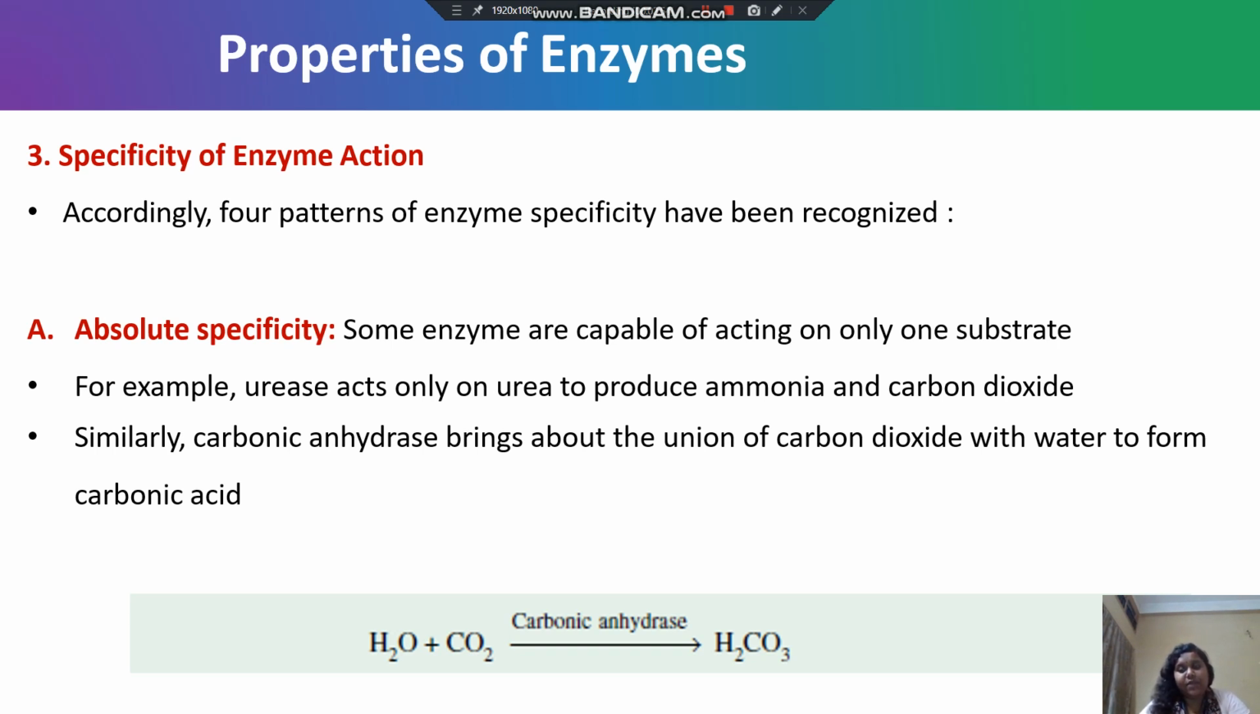They are absolute specificity. In case of absolute specificity, some enzymes are capable of acting on only one substrate. For example, urease acts only on urea to produce ammonia and carbon dioxide. Similarly, carbonic anhydrase brings about the union of carbon dioxide with water to form carbonic acid. That means water plus carbon dioxide, when it reacts with carbonic anhydrase, gives carbonic acid, that is H2CO3.